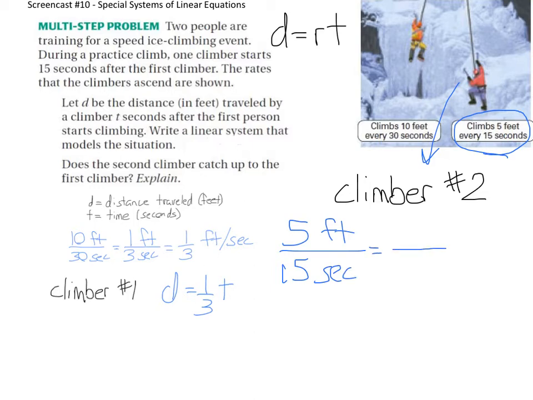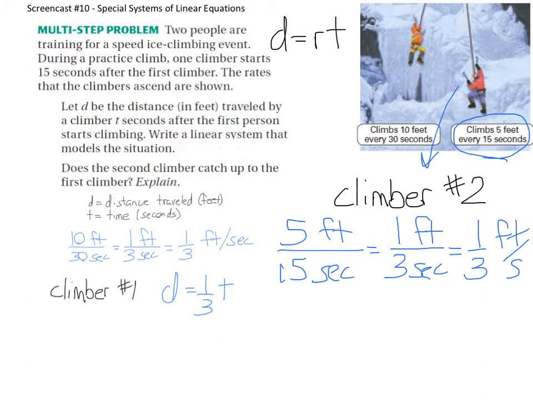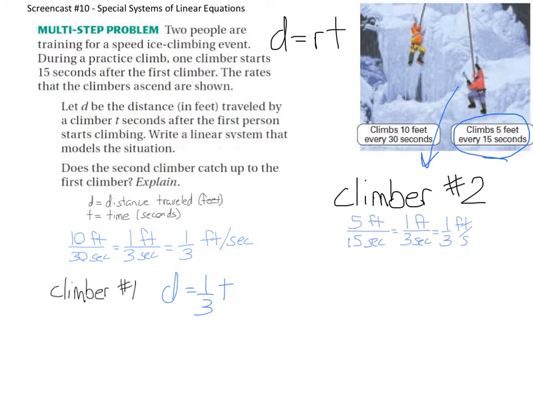Well, if he's climbing 5 feet every 15 seconds, that means he's ascending at a rate of 1 foot for every 3 seconds, again just like climber 1 as we saw right over here, which, as we saw from before, means he's climbing 1/3 feet for every 1 second that he is ascending. So notice that we have the exact same rate, the exact same speed for both climbers. So based on that, we can now set up his equation. Let's shrink his information down so we can use it later and give ourselves some more room.